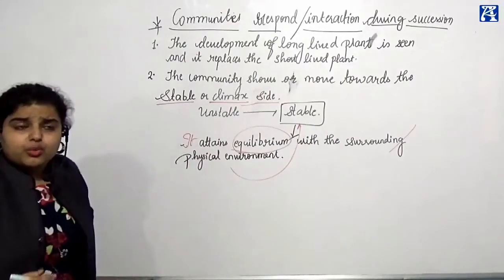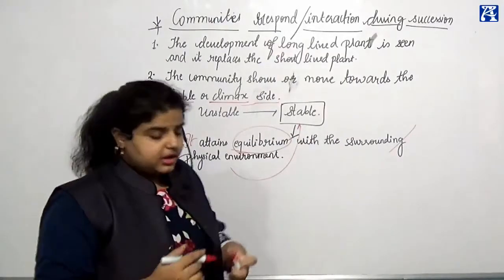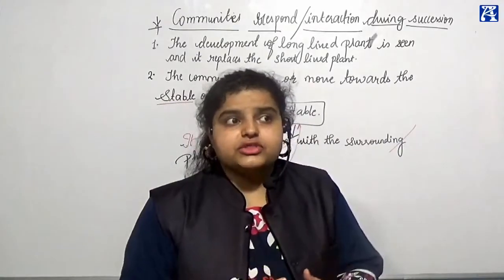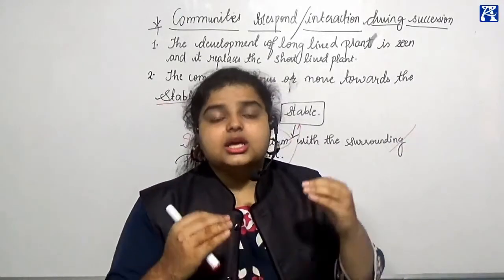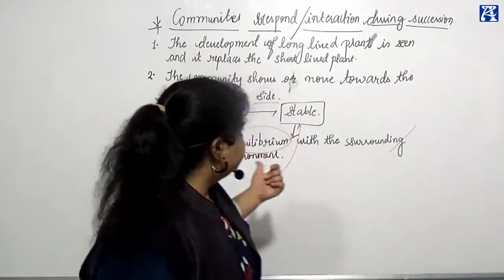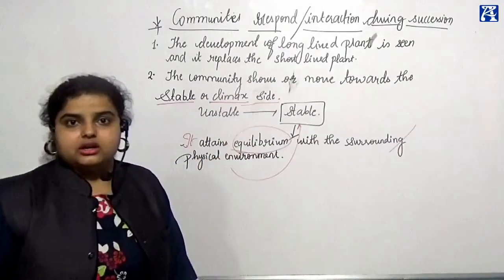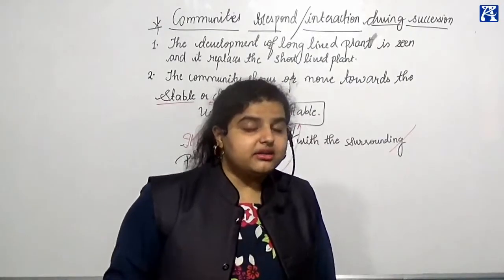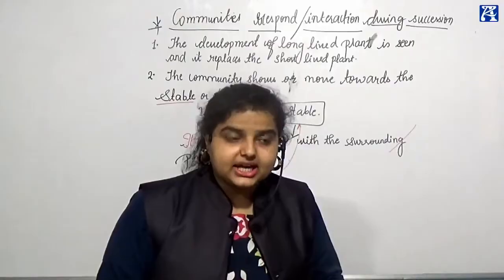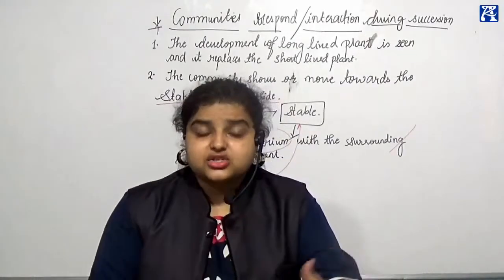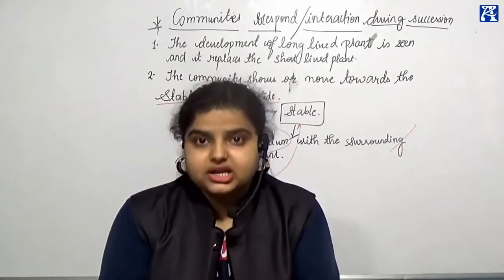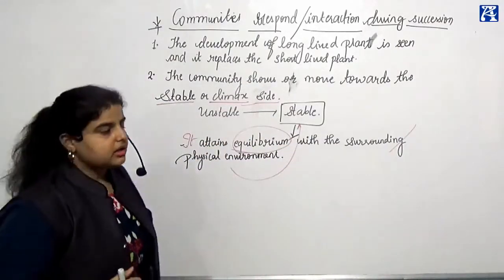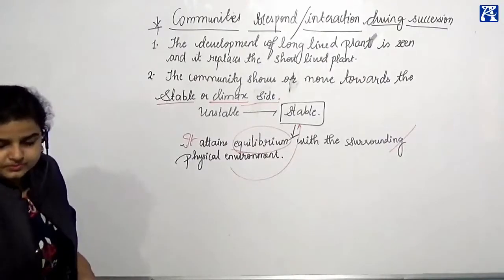What kind of equilibrium? When the interaction between them is more appropriate, the exchange of material is more appropriate. That time it is called a stable community. When the exchange of material, information and things in them is more realistic, that time the community is said to be a stable community. Clear? Okay.